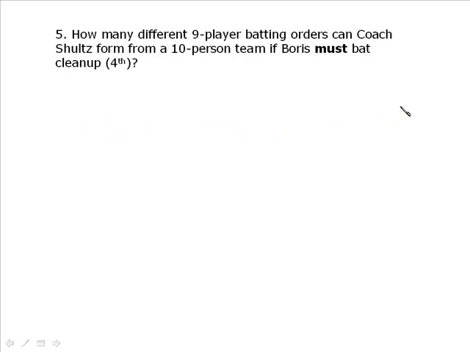Next question, how many different 9-player batting orders can Coach Shultz form from a 10-person team if Boris must bat cleanup, which is fourth, if you don't know your baseball? There is one assumption, and that is that there is only one guy named Boris on your team. We do the same thing though. We draw the slots. This is the first batter, or lead off. Here's your second, third, fourth. You don't need to label all these once you know what you're doing, but you do have to make sure that you've got 9 of them.